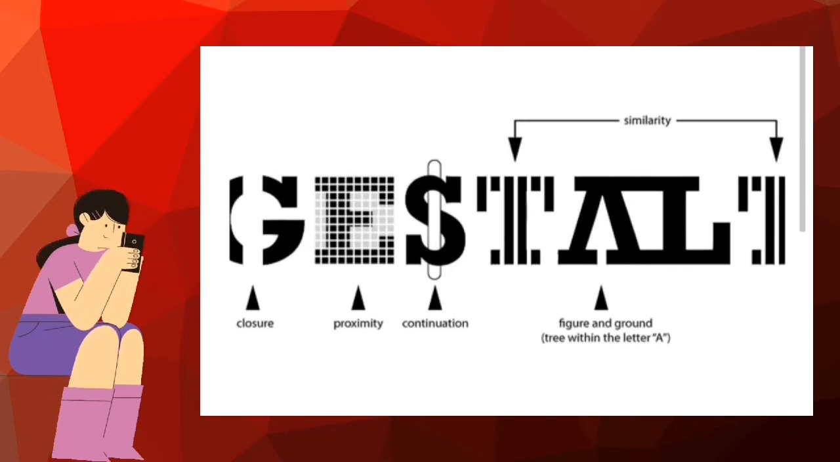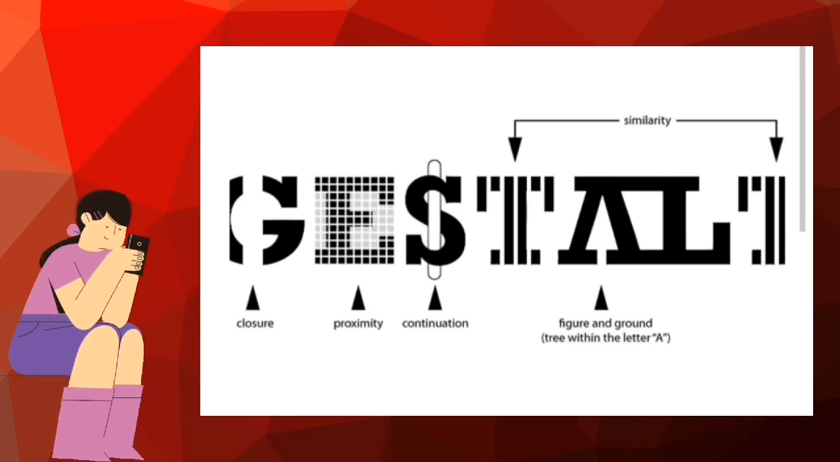This principle makes our mind fill in the empty place. And then the letter E with the proximity principle. It makes our perception see the components as a unity.